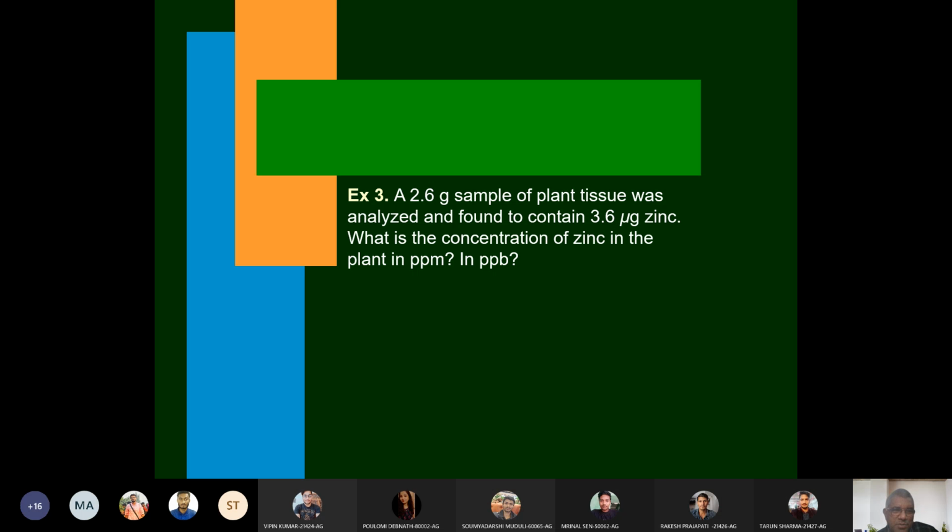The weight of the plant sample is equal to 2.6 gram. Zinc content or concentration is equal to 3.6 microgram. And you need to convert it, find the concentration in ppm and in ppb. So this is the problem, and you need to find the answer. 1.38, sir. 1.38 ppm, sir. Okay. 1.38 ppm. Very good. I'm very happy that you are so fast.